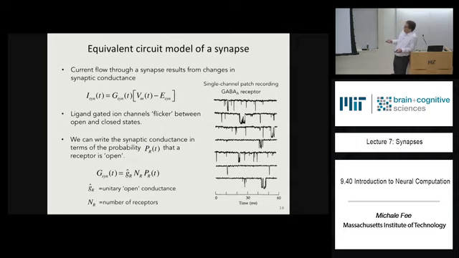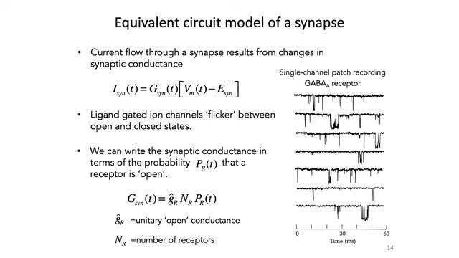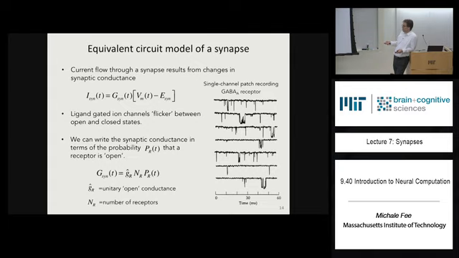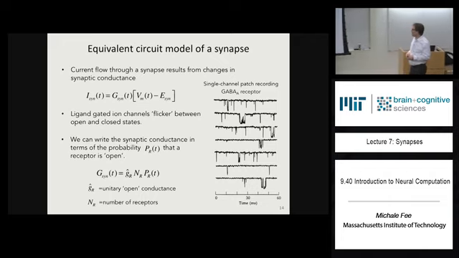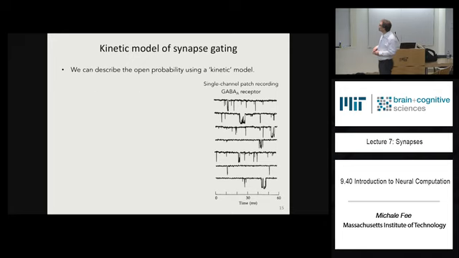So, and you can write down the total synaptic conductance as the conductance of a single open neurotransmitter receptor times the number of neurotransmitter receptors times the probability that any one of them is open, okay? And so now let's think about this probability as a function of time.